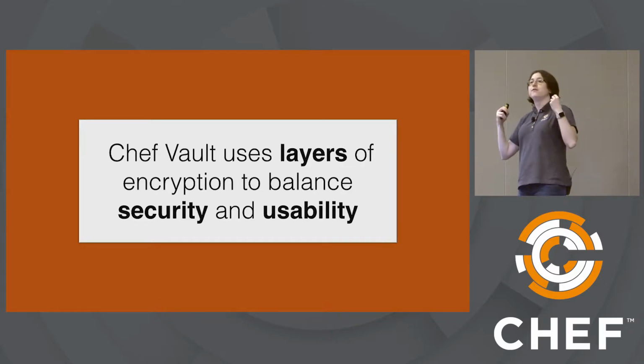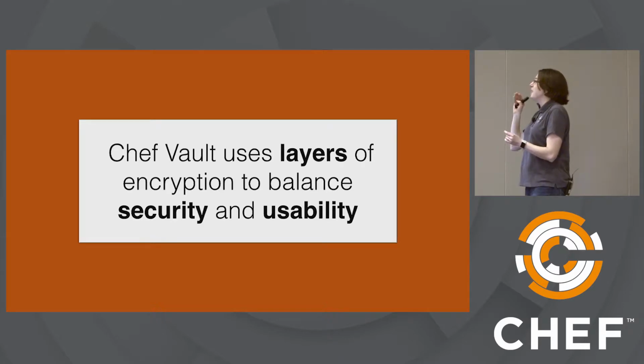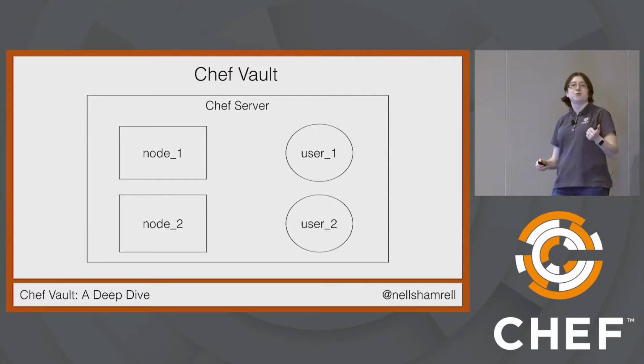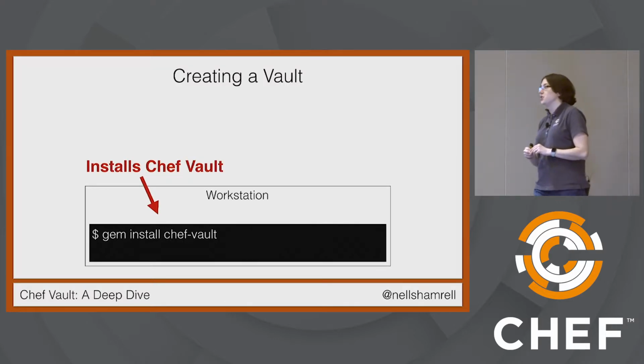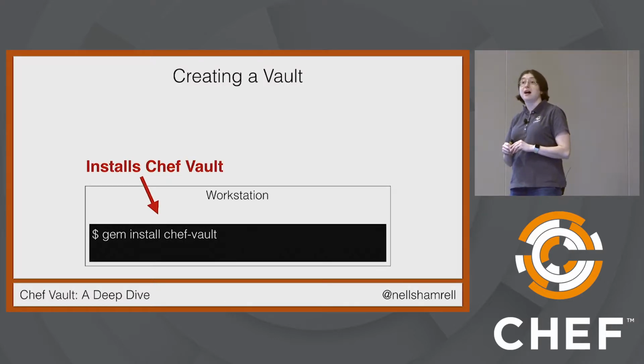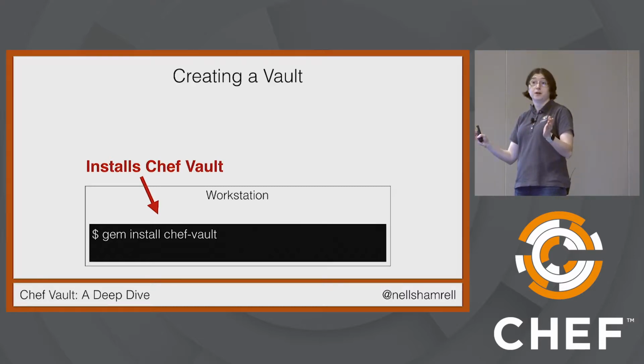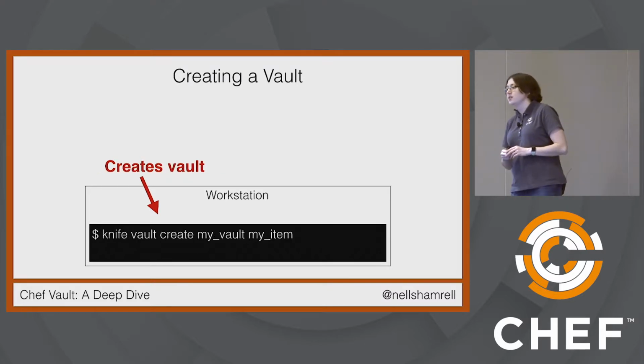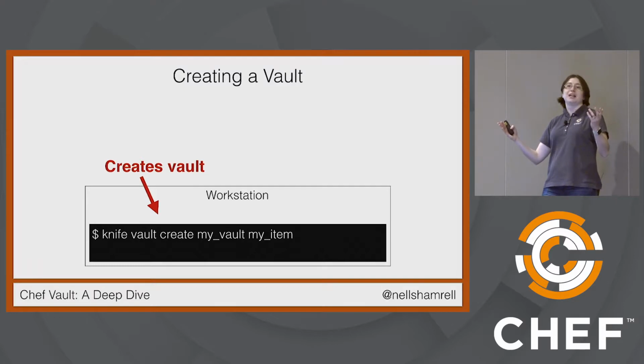So now that we know how Chef Vault works, let's take a look at an example of creating a vault. So let's say we have a Chef server, and I have two nodes registered with it and two user accounts on it. Now, in order to use Chef Vault, I need it installed on my workstation. Now, if you use the Chef DK, I have good news for you. You already have Chef Vault on your workstation, and you are good to go. If you develop Chef without the Chef DK, however, you will need to install it as a gem on your workstation.